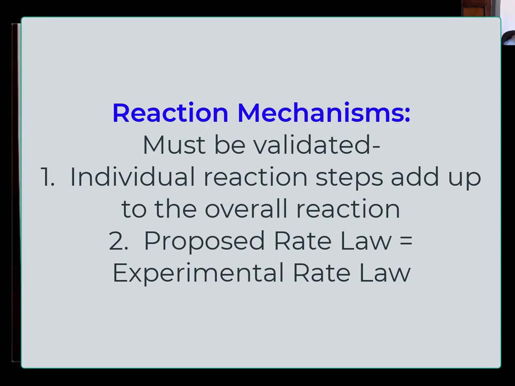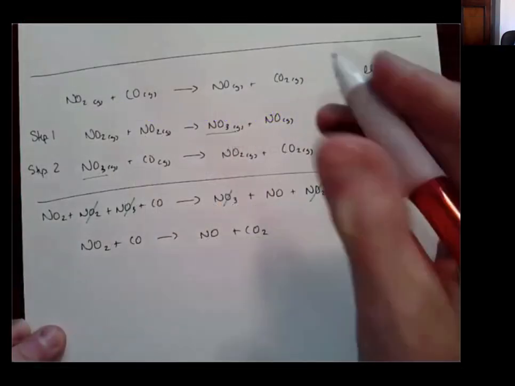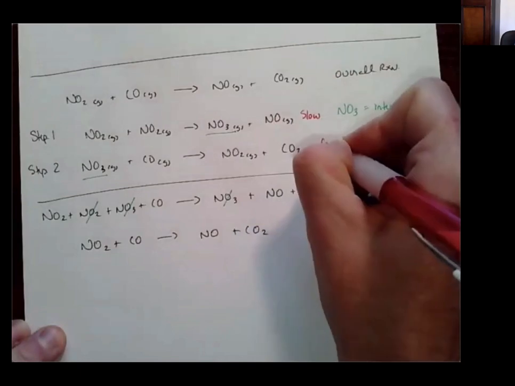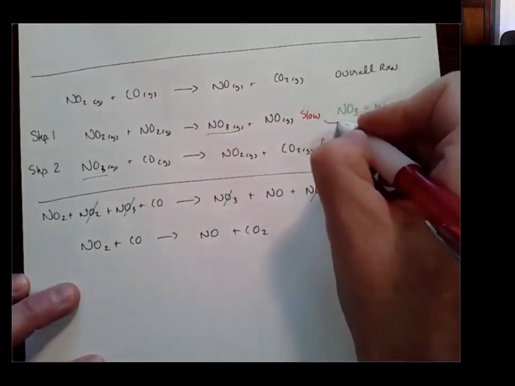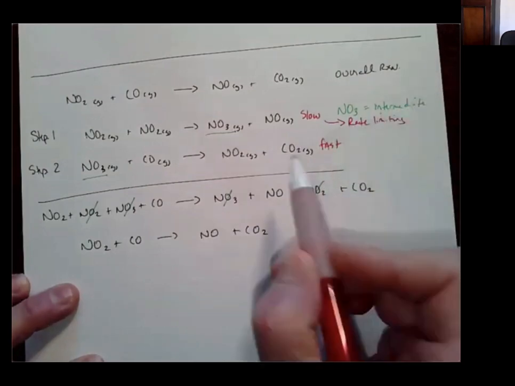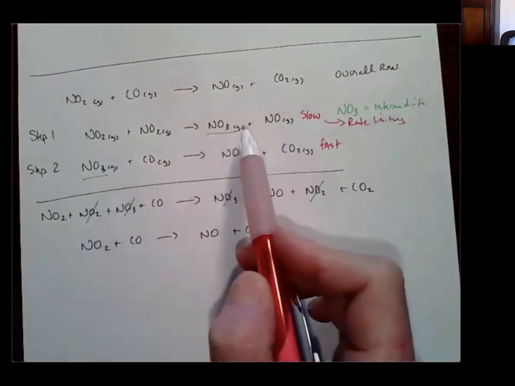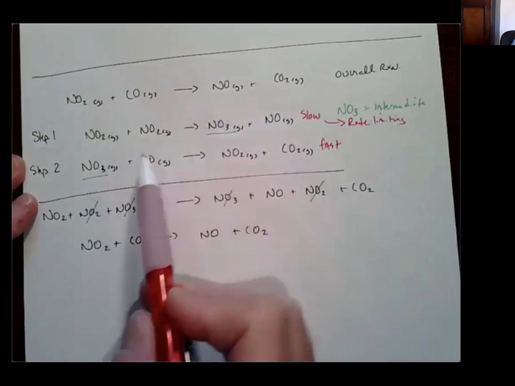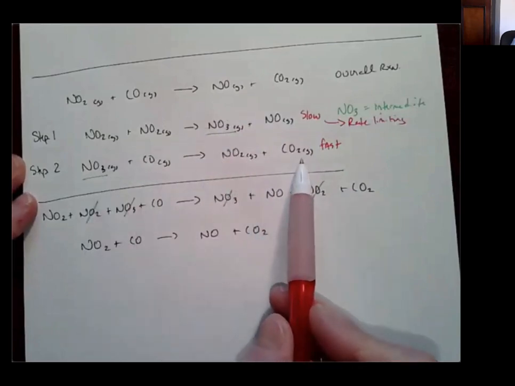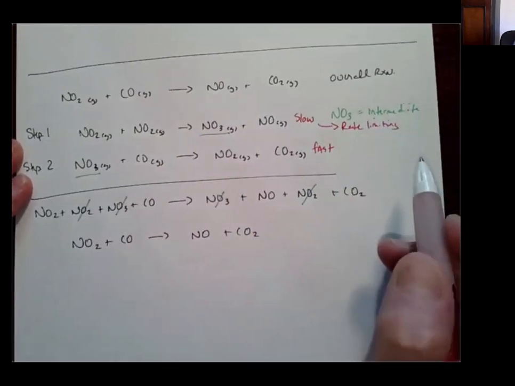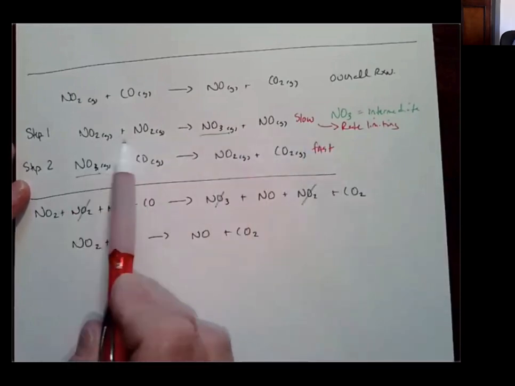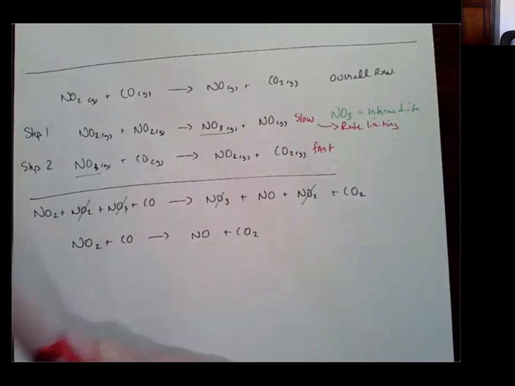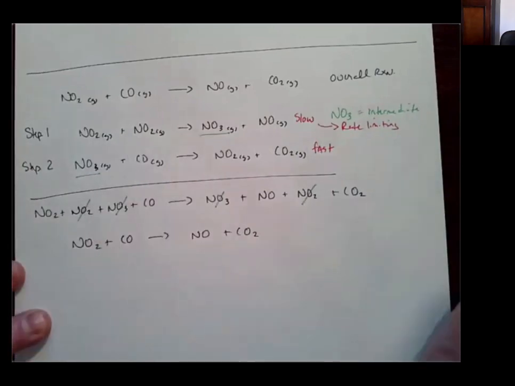So let's say step 1 is slow. Let's say this is my slow step and this is my fast step. If this is my slow step, this is going to be my rate limiting, meaning that this step is going to take a lot of time. Once these get produced, then they quickly react to form my products. This is going to determine the rate. What do you notice about the reactant that's in this slow step? It's only NO2.